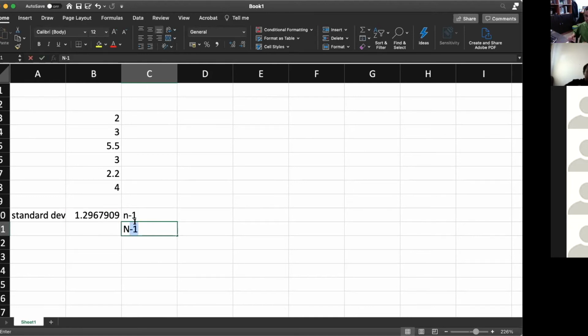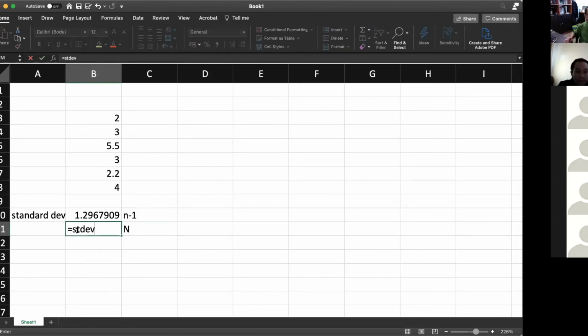How about if we divide with N only? Standard deviation for population, STDEV.P. Then highlight here. The answer is different. Can you see? The answer is different. Why? Because our sample is small. But if we have 1,000 data, regardless of whether you use STDEV.S or STDEV.P, you will get more or less the same answer.